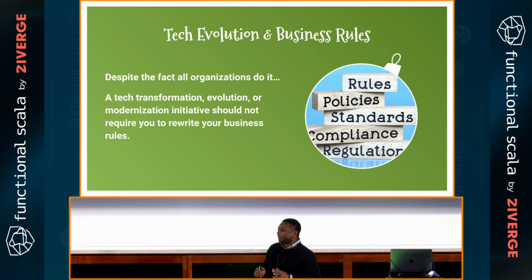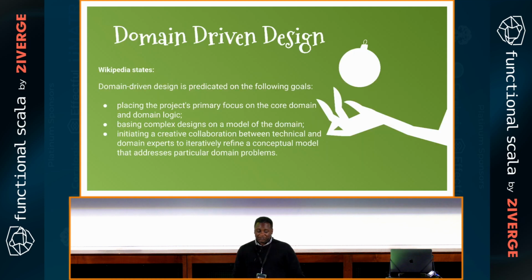Despite the fact all organizations do it, a tech transformation, evolution, or modernization initiative should not require you to rewrite your business rules. We do it all the time though, right? If you're on Spark and you're going to AWS, something happens, they probably just assign it to another team and you rewrite your business rules. If you're going to Kubernetes, you did all this stuff to abstract it at the beginning of the project, but the next person who takes it rewrites your business rules.